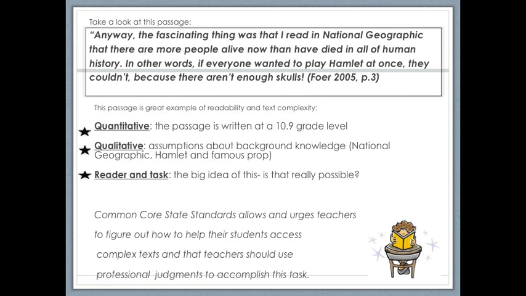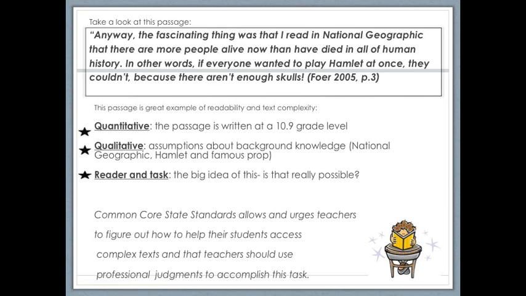Looking at the passage above, this is a great example of text complexity and readability because we're able to look at all three components. Quantitatively, the passage is written at above a 10th grade level, which is well above the average of an 8th grade level of most adults. Qualitatively, there's many assumptions about your background knowledge. We assume that you know about National Geographic, as well as the play Hamlet and the famous prop of using a skull. Without this knowledge, a reader would have a hard time understanding the message the author is trying to convey. Then there is the basic task, the big idea of this passage.